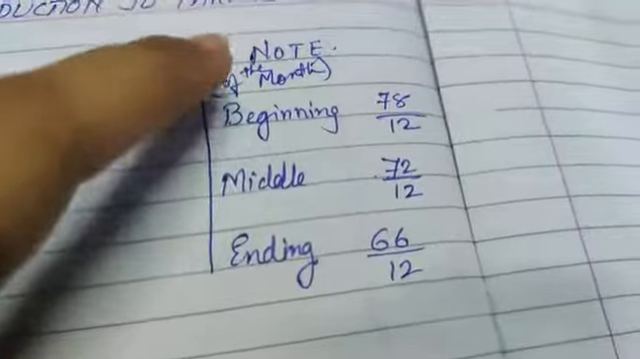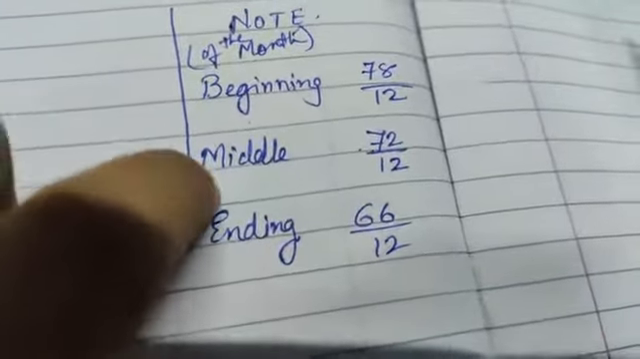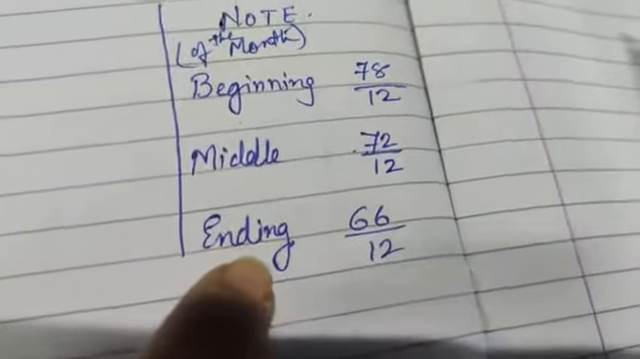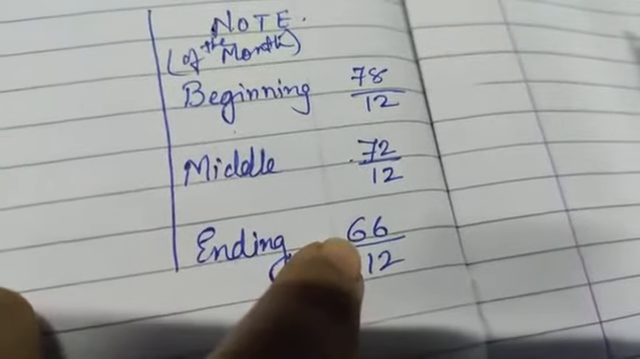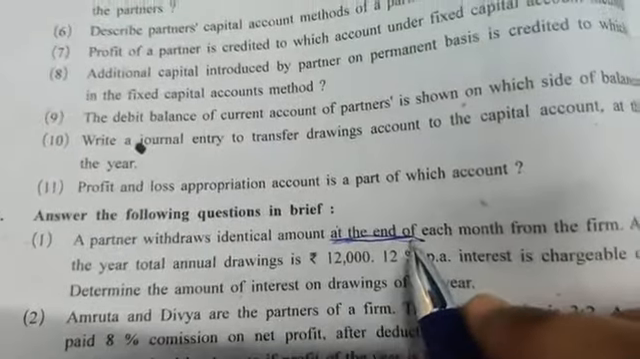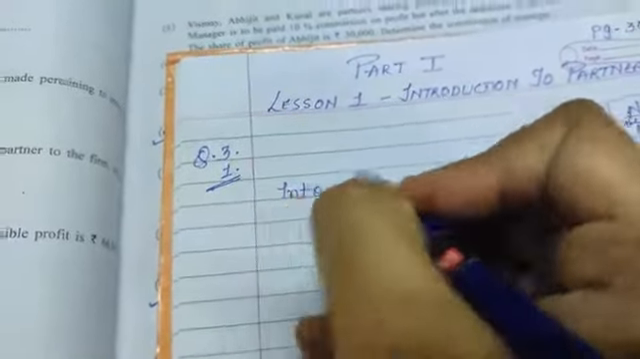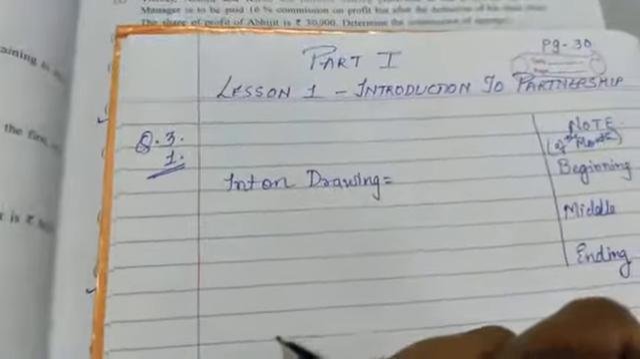12. Fine. So you have to remember this: if the beginning of the month is given, it is 78 upon 12, then for the middle of the month, 78 minus 6, so you will be getting 72 upon 12, and for the ending of the month, 72 minus 6, so that will be 66 upon 12. Now in this particular sum they have mentioned the ending of the month. So here they have told you to calculate the interest on drawing. Fine. So here we are supposed to find out the interest on drawing.